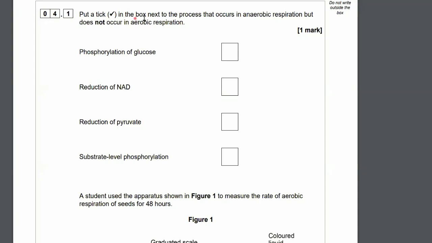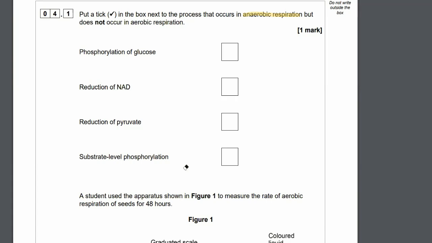4.1, put a tick in the box next to the process that occurs in anaerobic respiration but doesn't occur in aerobic respiration. So basically, in anaerobic and aerobic respiration, does phosphorylation of glucose happen? Well, anaerobic and aerobic respiration both start with glycolysis, so phosphorylation of glucose occurs in both of them. This question is asking us, which process only happens in anaerobic but doesn't happen in aerobic? With the first one, glycolysis is in both, and glucose gets phosphorylated in glycolysis.